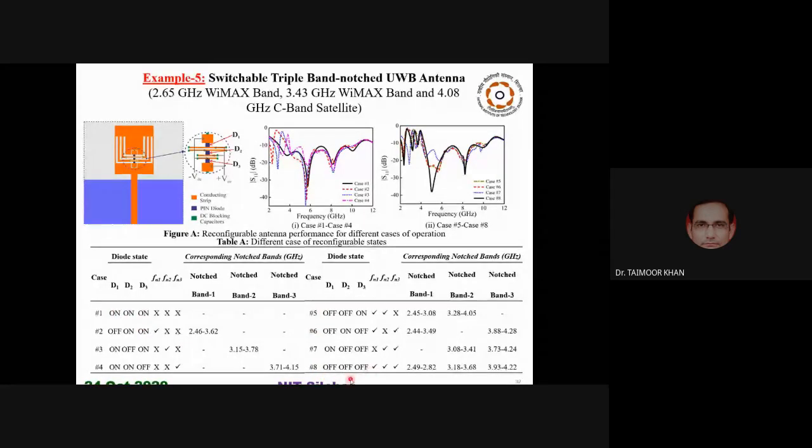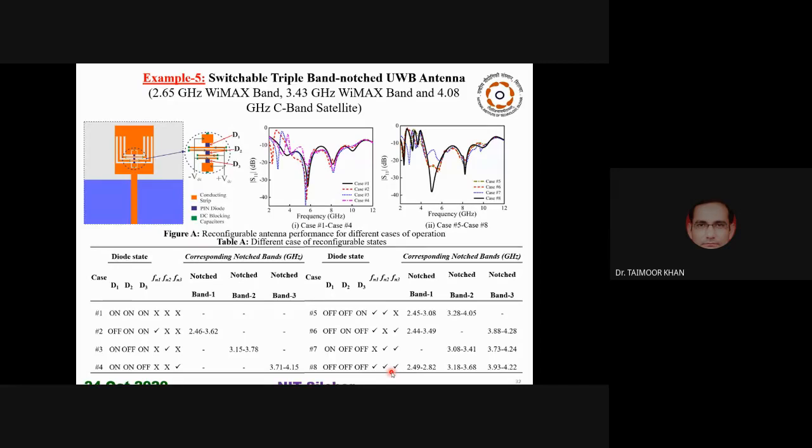In one case all three diodes are on, and in another all three diodes are off. If all three diodes are on, there is no meaning of these slots, and the antenna gives the ultra wideband characteristic. Second, if diode one is off and the remaining two diodes are on, we get UWB characteristic along with one band notch. Then in the third case, on-off-on, a single notch band along with the UWB, and here also a single band notch. If two diodes are off, we get two notched bands along with the UWB characteristic: first and third, and second and third. If all three diodes are off, we get the ultra wideband characteristic with three band notches.